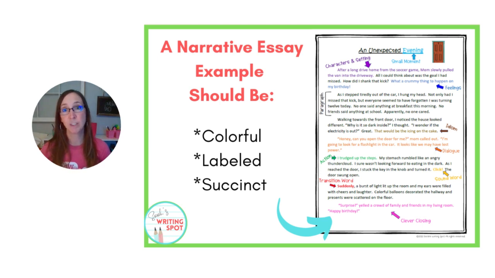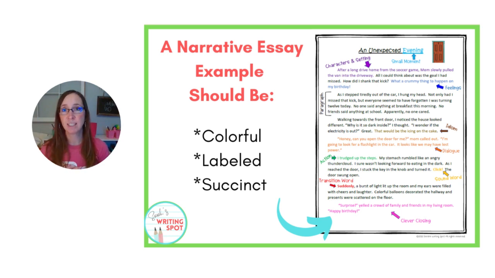The brain remembers things and enjoys things better when there's color. So look for an essay example that highlights the specific characters in different colors. For example, in this one, you'll see that it has the characters and setting introduced at the beginning in one color. Or you might have a feeling sentence in a different color, or an idiom is highlighted in a different color. So it's just easier to break down and discuss the essay with your students when there's color added to it.